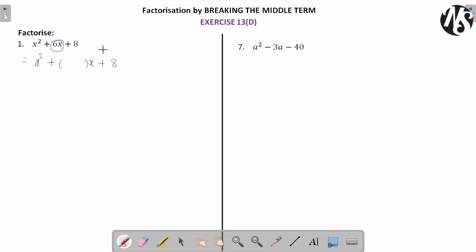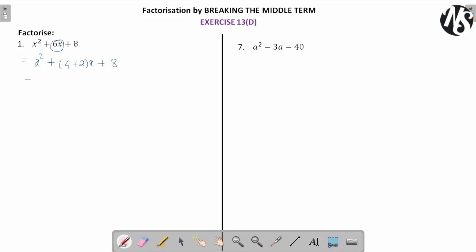Now how do we break? That's the question. First and foremost, you have to observe the sign here. Which sign is this? This sign is plus, so we have to write plus here. Now you have to find two numbers such that when you add those two numbers, you get 6, and when you multiply those two numbers, you get 8. Obviously the numbers will be 4 and 2, because when you add 4 and 2 you get 6, and when you multiply 4 into 2 you get 8, isn't it? So that's the breaking of the middle term.